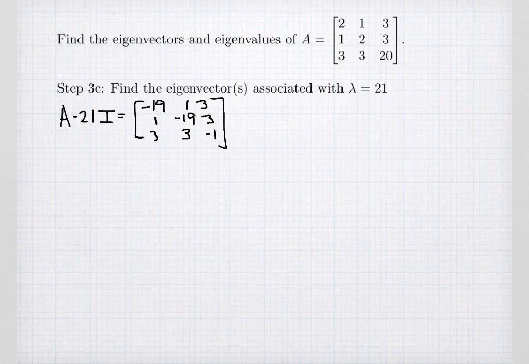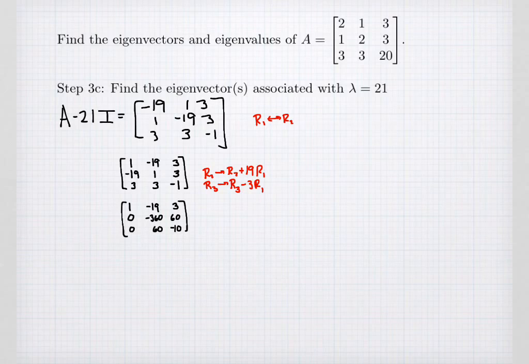Let's see, how will I approach this? I'm going to move row 1 and row 2. Then I'm going to take row 2 and add 19 row 1s. And I'm going to take row 3 and subtract 3 row 1s. And now I want to just notice that these rows are multiples of each other.